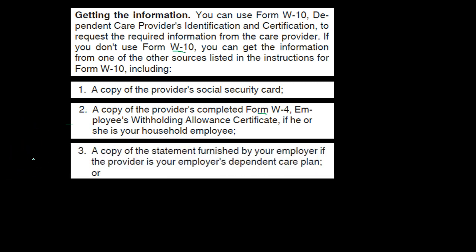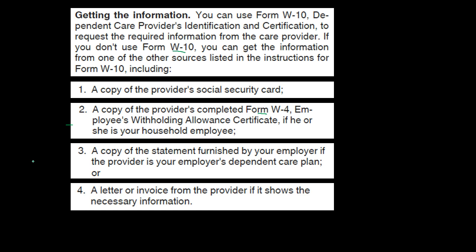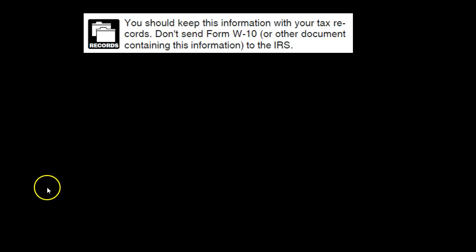3, a copy of the statement furnished by your employer if the provider is your employer's dependent care plan. So if it's through the employer, then the employer might have that information. 4, a letter or invoice from the provider if it shows the necessary information. It might be the case that if we have a provider of some type of care that would typically qualify, they provide this information on the invoice, which would be nice because they know everybody's going to need it at the end of the year, so that would be good.